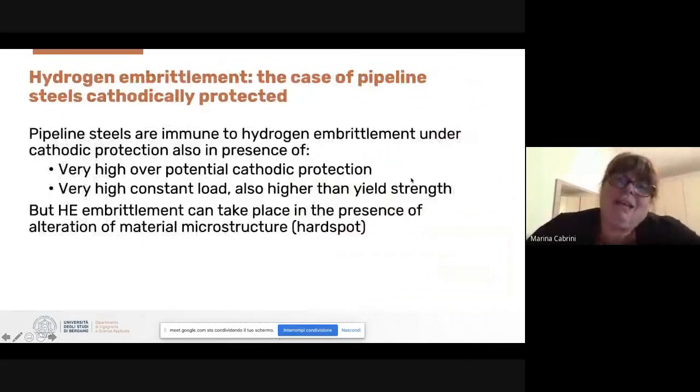But I can see that our experience with non-traditional tests, more interesting, is in hydrogen embrittlement, and in particular we focused our attention on hydrogen embrittlement of cathodically protected pipeline steel. Why study hydrogen embrittlement in cathodically protected pipeline steel? Because this is a particular case of hydrogen embrittlement.